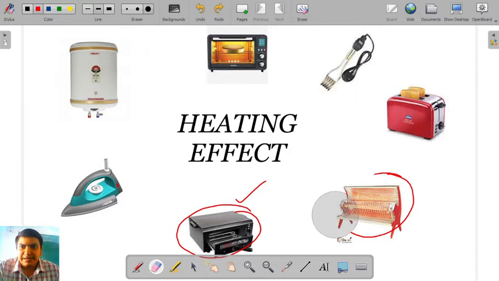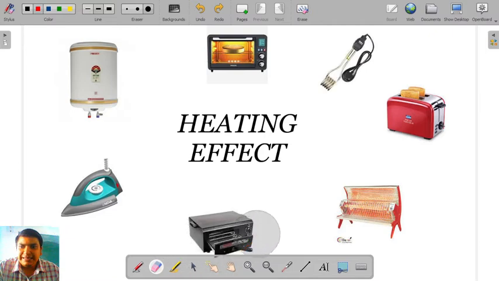All these appliances are somehow converting electricity into heat. All these appliances use electric power to convert into heat. Electric geyser, oven, immersion rod, toaster, heater, tandoor and iron. These are all electrical appliances, and somehow they convert electric energy into heat energy, and this is our today's topic, which is called the heating effect of electric current.